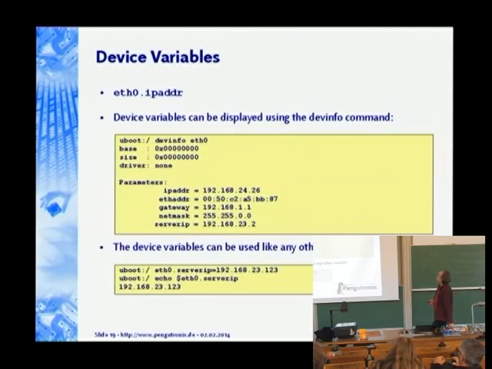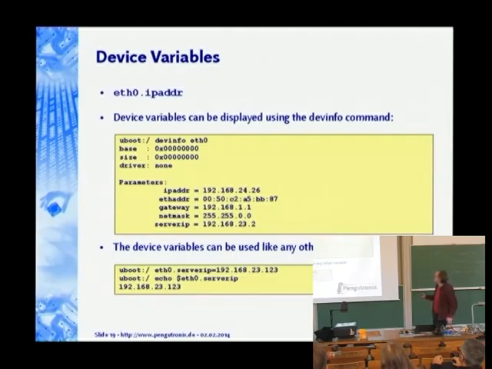Another interesting concept is device variables. For example, a device like the first Ethernet device here can just have parameters. If you use the devinfo command here, you can call devinfo eth0, and then you see what the driver outputs for this device, and here you can see what kind of parameters it has, like the IP address and so on, and you can just set it like a variable, like this here.